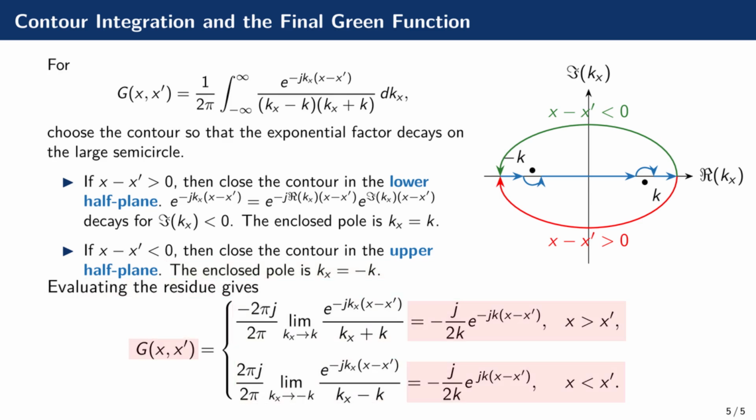Evaluating the residues, we obtain the Green function in exactly the same form as before. So even though the method is different, we recover exactly the same Green function. This shows that we can derive the one-dimensional Green function in two equivalent ways, by solving the differential equation directly or by using the Fourier transform and contour integration.